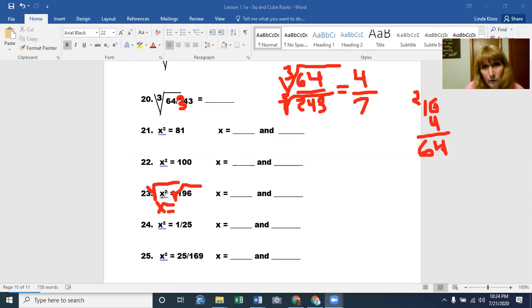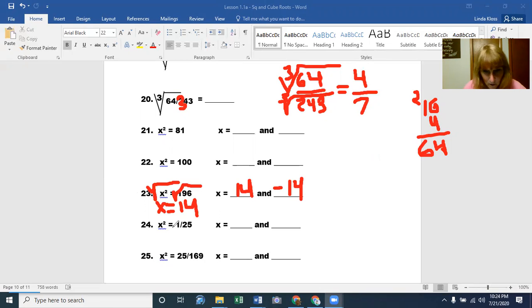So we need a number that multiplied by itself will give you 196. If you don't know it off the top of your head, you can use the square root button on your calculator. I got 14. So the square root of 196 is 14. But remember, it is also, do you remember? Negative 14. Because negative 14 times negative 14 will give you 196. Yay! All right, 24. Let's try that one.